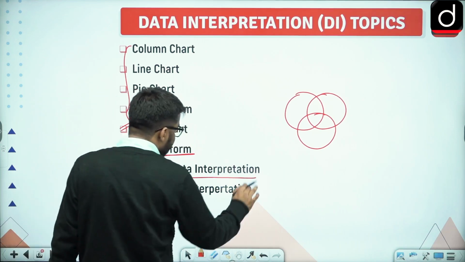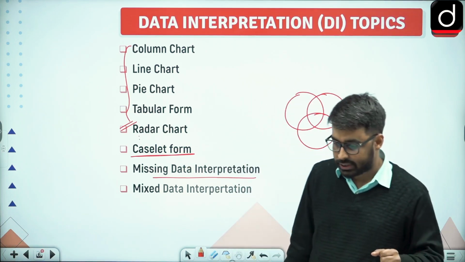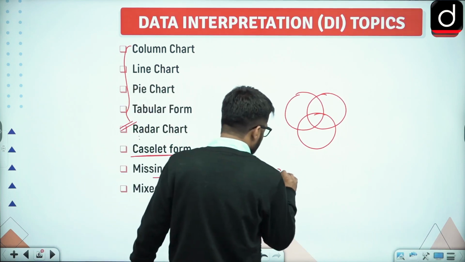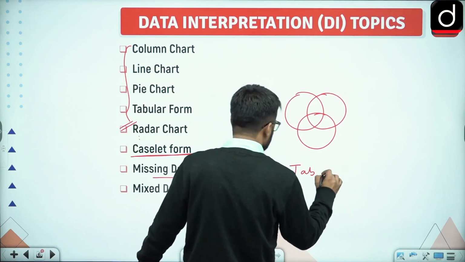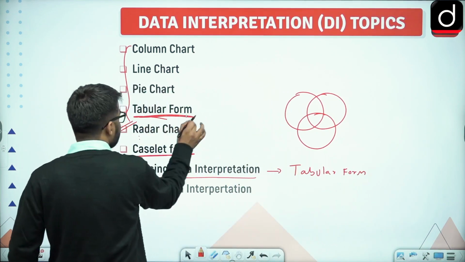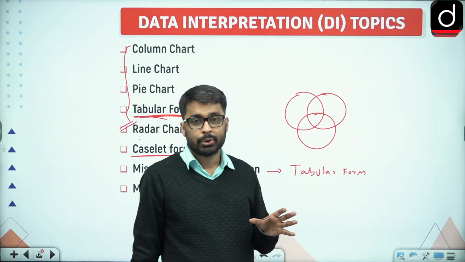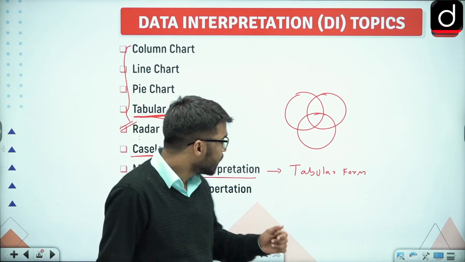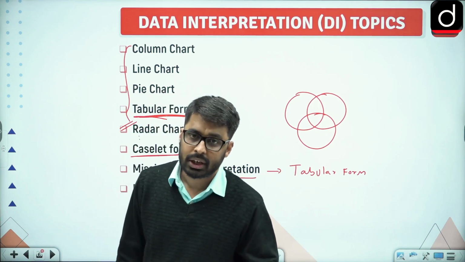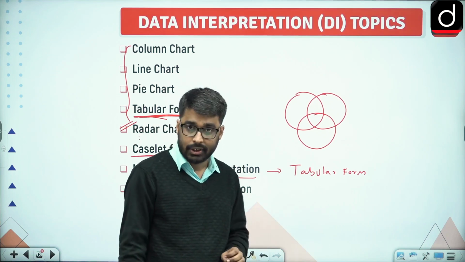Then missing data interpretation, sir, people are often confused. Sir, what do you mean by missing data interpretation? See, these missing data interpretations are nothing but your tabular form questions, right? But how is it different from the tabular form? In tabular form, all the information, all the values will be given to you in the question by the examiner. Here some of the values are going to be missing, and you will be calculating them on your own. He will give you certain conditions, and using those conditions, you will be calculating these values, right?